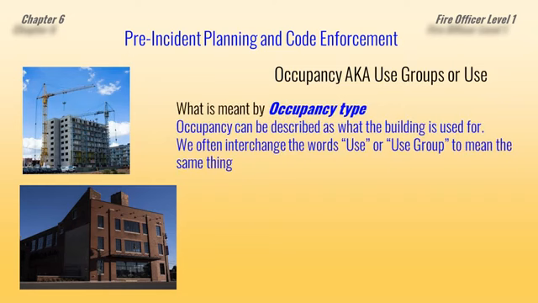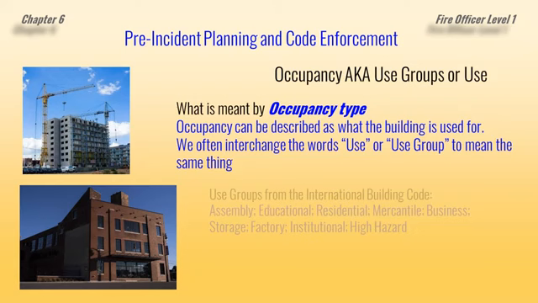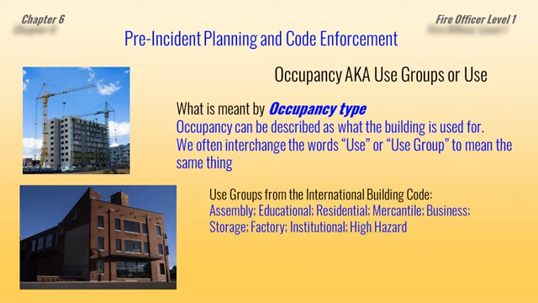So we're going to just go back to use groups real quick. I know I talked about it, I believe, in the first one or two slides, but use groups or occupancy. So what is the occupancy type? Occupancy can be described as what the building is used for. We often interchange the word use or use group to mean the same thing. So when we say use group, or occupancy, we're talking about the same thing. So in the building code, we have some use groups or occupancy types that we deal with. So we can have assembly and educational, residential, mercantile, business, storage, factory, and institutional or high hazard.